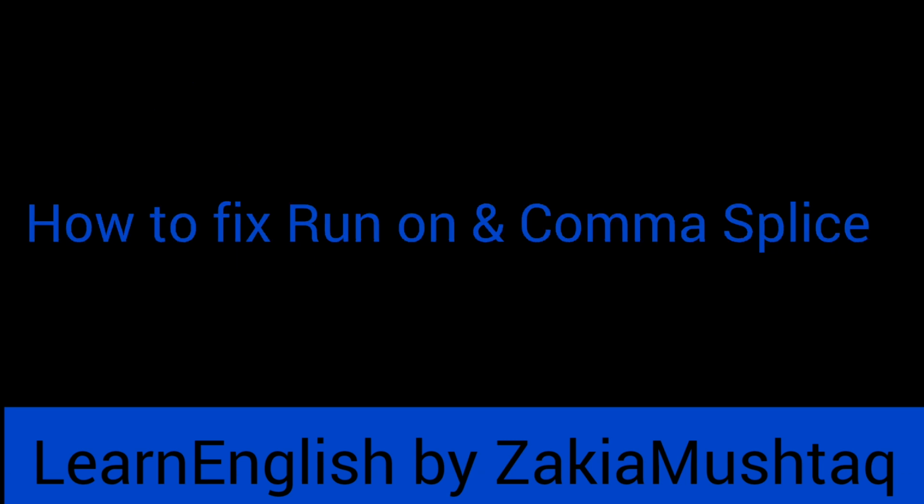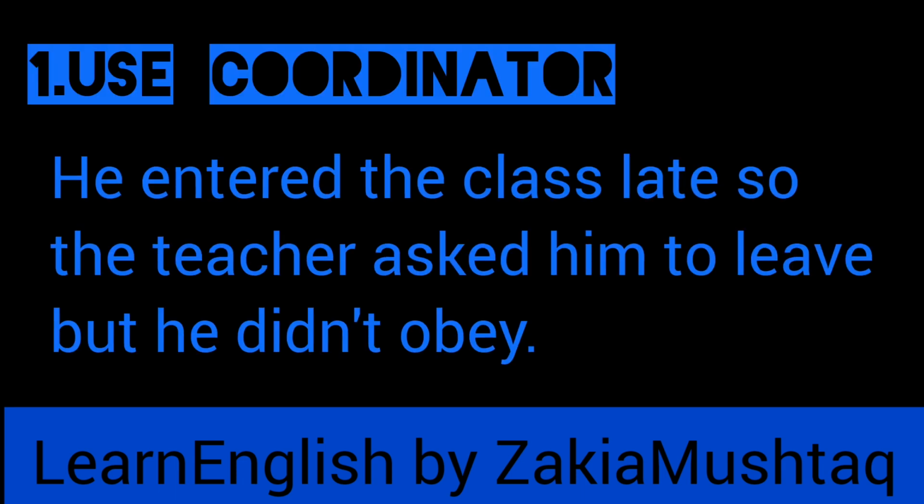So now the question arises: how can we fix them? There are four ways to fix run-on and comma splice. Number one is use a coordinator. I hope all of you are familiar with the concept of FANBOYS. The conjunctions which are considered in FANBOYS are called coordinators. So we can use coordinators to fix the error of run-on and comma splice. For example, he entered the class late, so the teacher asked him to leave, but he didn't obey. So you can see that here we have used two coordinators, so and but.